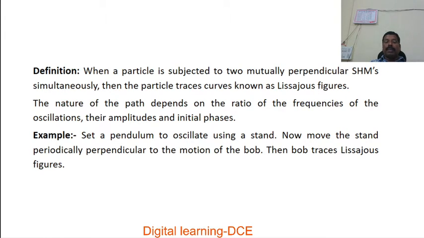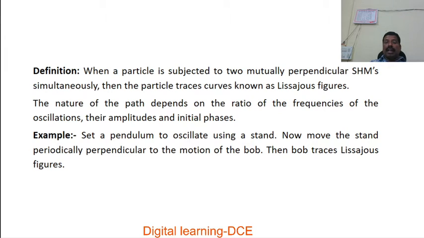Once again, I am going to repeat the definition. When a particle is made to oscillate or vibrate by the action of two mutually perpendicular simple harmonic motions simultaneously, then the particle traces curves known as Lissajous figures. The nature of the path depends on the ratio of the frequencies of the two SHMs, their amplitudes and initial phases.